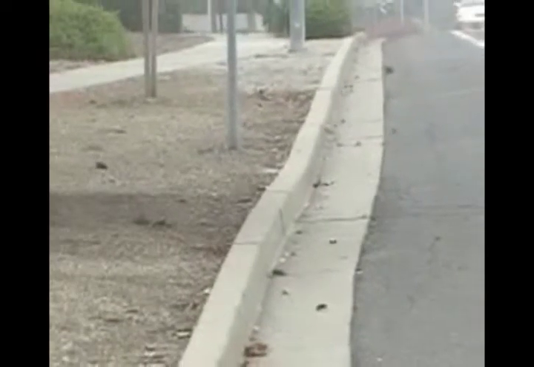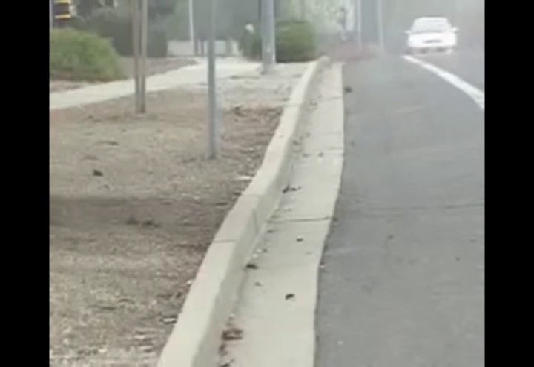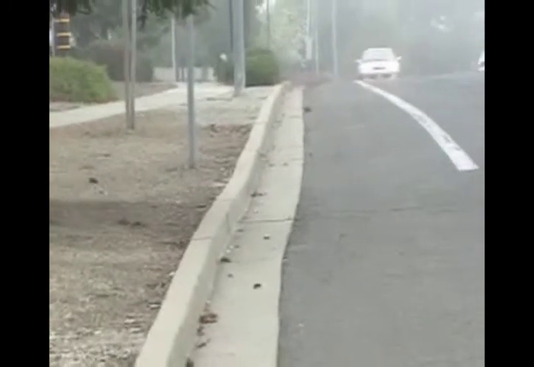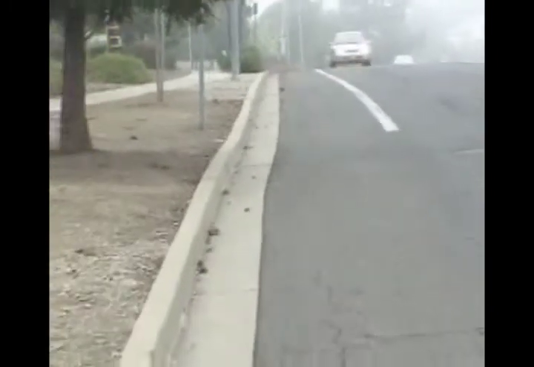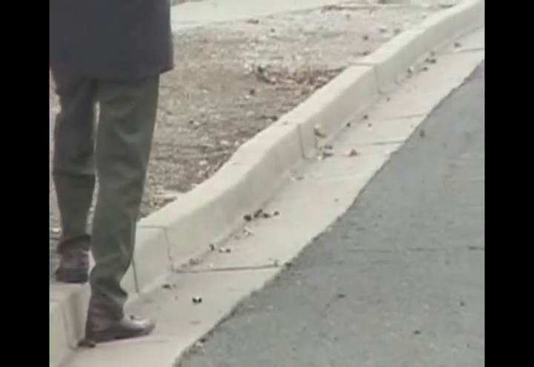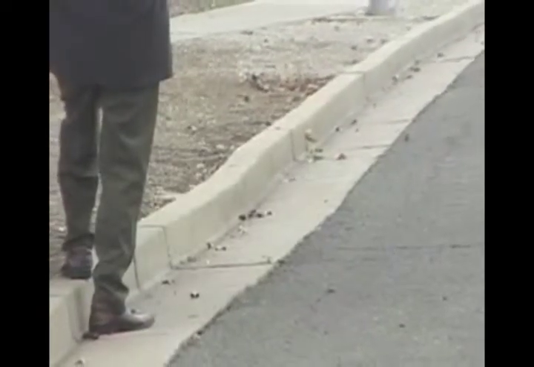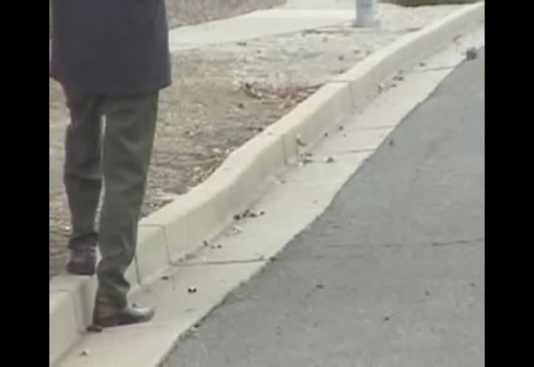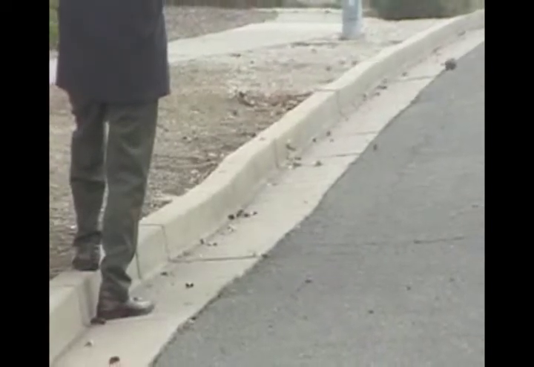The average creep rate is about 9 millimeters a year. The surface creep rate here is about 5 millimeters a year. But that's only down about 2 or 3 kilometers, and it's locked below there, so almost all of the strain is still accumulating. There's very little release, unfortunately, of the built-up strain. But they know when the curb was constructed from city records, so they can just come out here 20 years later, measure the offset, and come up with an average creep rate.